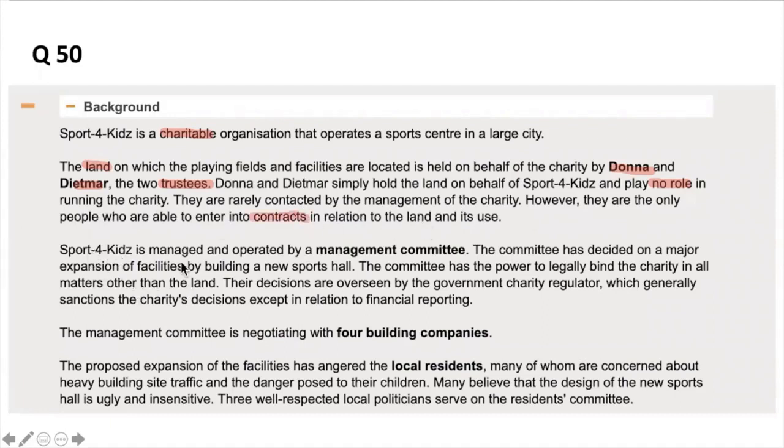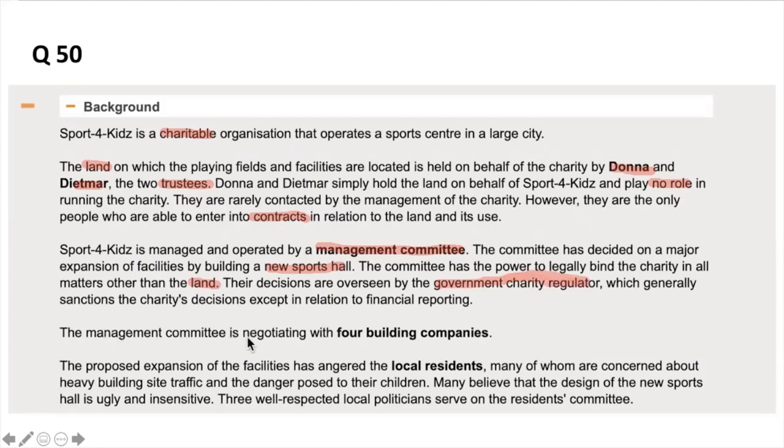Sports for Kids is managed and operated by a management committee. Here's another stakeholder. The committee has decided on a major expansion of facilities by building a new sports hall. The committee has the power to legally bind the charity in all matters other than the land, which we saw was Donna and Dietmar's responsibility. Their decisions are overseen by the government charity regulator. Here's another stakeholder, which generally sanctions the charity's decisions except in relation to financial reporting.